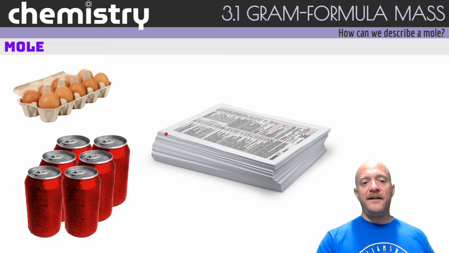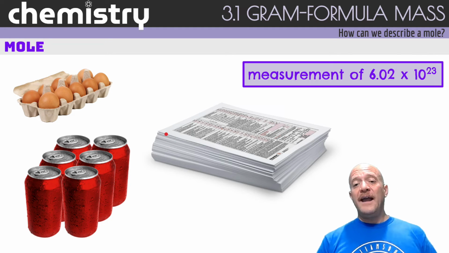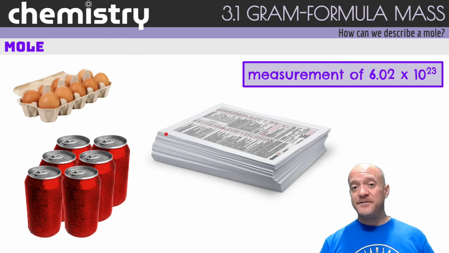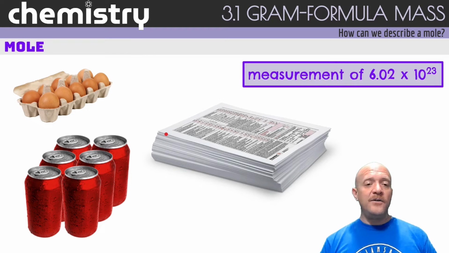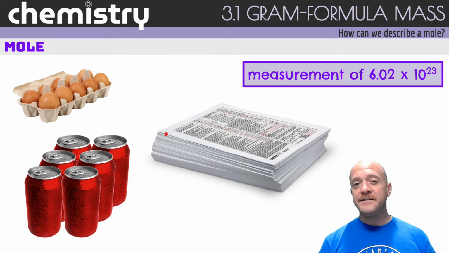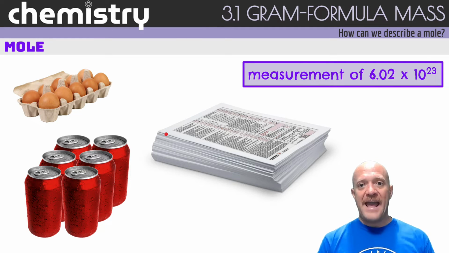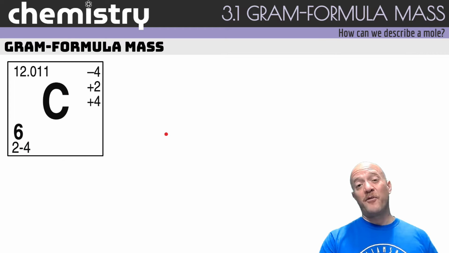So we use a number called Avogadro's number, and this number represents a mole. It is a measurement of 6.02 times 10 to the 23. Who is Avogadro? You don't have to know. You may see his name, but he was an ancient chemist that came up with this number. That's all you need to know. A mole is just a way of measuring a lot of atoms, an amount of atoms that we can actually handle. And that's called the gram formula mass.